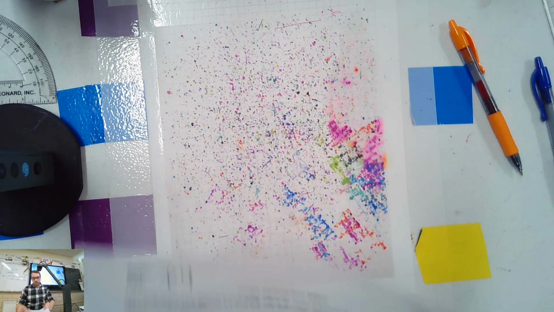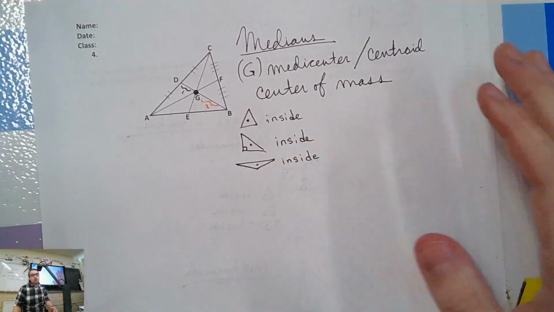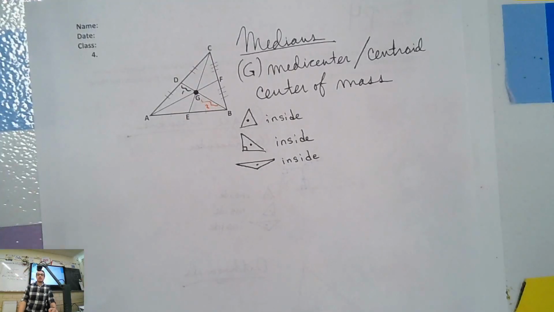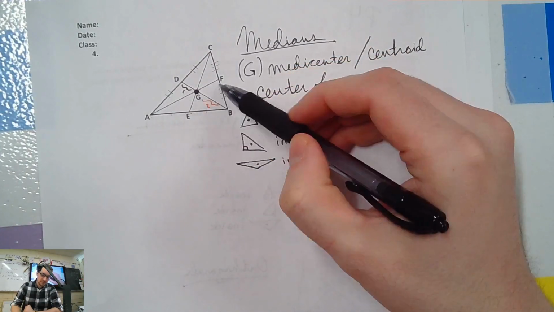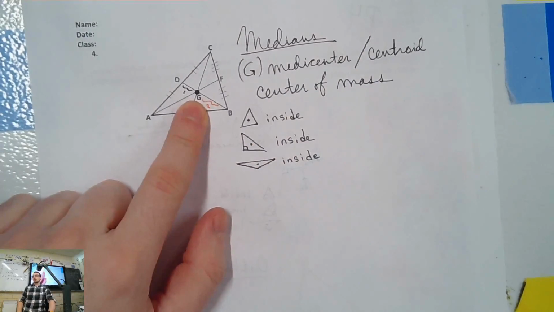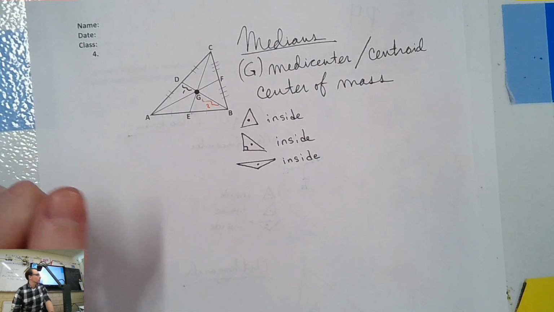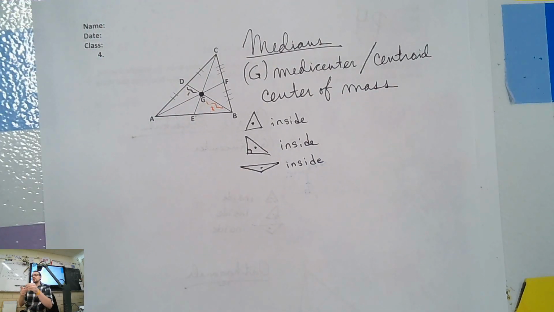Alrighty, period 4, we're here. We learned about a bunch of centers yesterday. We learned about the centroid. G in this diagram is made by the medians, right? A median is vertex to midpoint. And where they intersect, or where they're concurrent, point G, we call it the centroid. It's the center of mass, the balance point for the triangle, right?